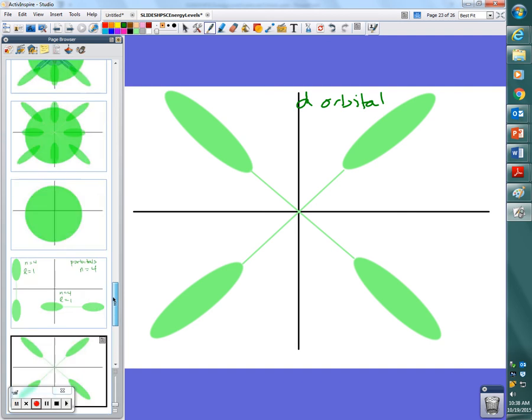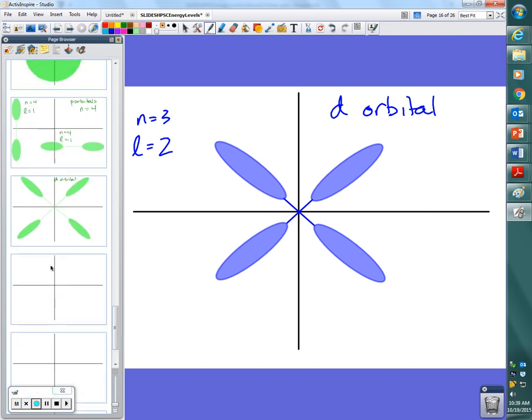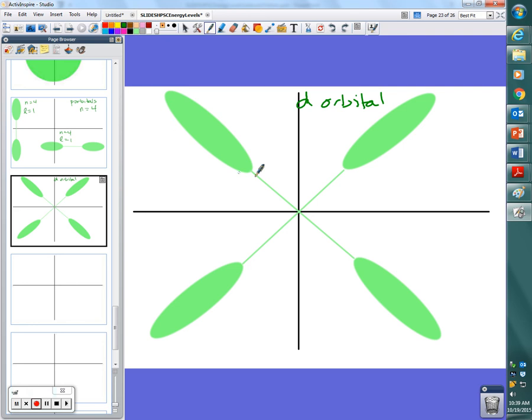And if you look at your chart on your outline, d orbitals have L values equal to 2. So this one, it's a d orbital. It gets an L value equal to 2, but its n value is 3. And this one has an L value of 2, but its n value is 4, because it's in the 4th energy level. Okay? Good with that so far?